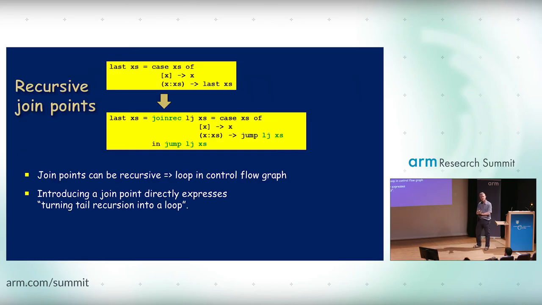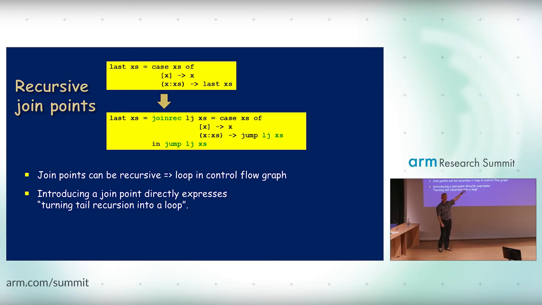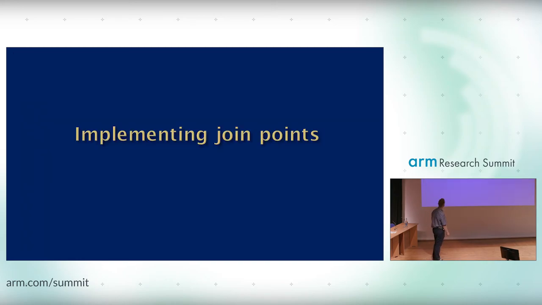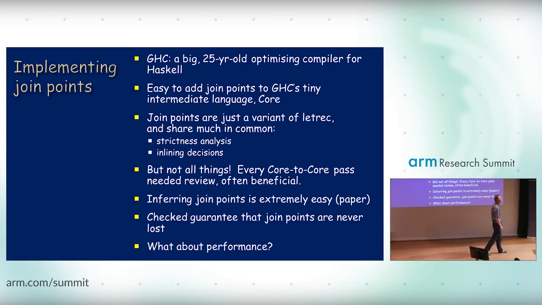I do want to make one remark. This is another thing that might be interesting to explore in the SSA world again. Joins can be recursive, right? So lets can be recursive, local bindings recursive, and so can join. So here's a join rec, which has two parameters. It does some case analysis, and then it does a jump to, well, itself. Yes, this LJ thing, right? And it can be called from outside. So turning a recursive function into one with a local recursive join point is very like the standard turning of tail recursion into a loop. Very standard transformation.